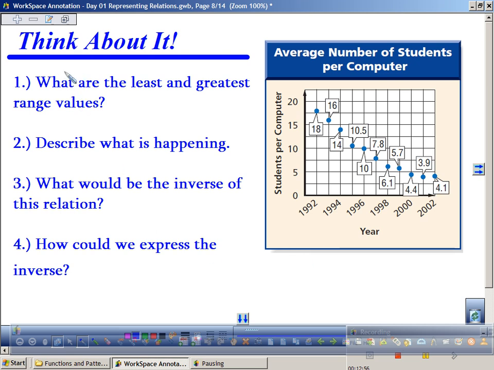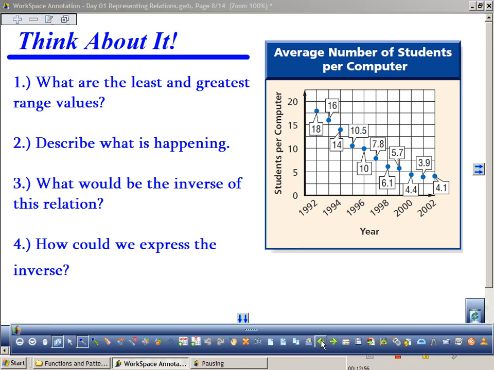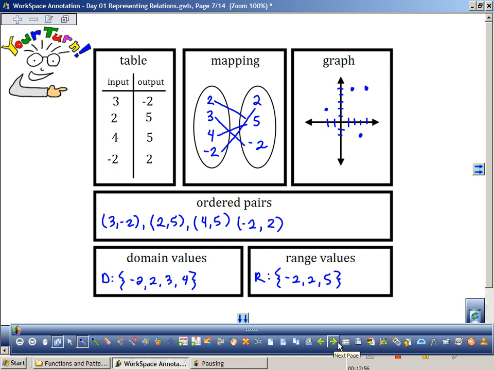Okay. All right, guys, so let's think about this. Number 1, what are the least and greatest range values? This is what I was talking about, right? It looks really easy when you've got it all sorted out. Right? When you have it all sorted out. But now I'm just looking and talking about vocabulary. So what are the range values again?